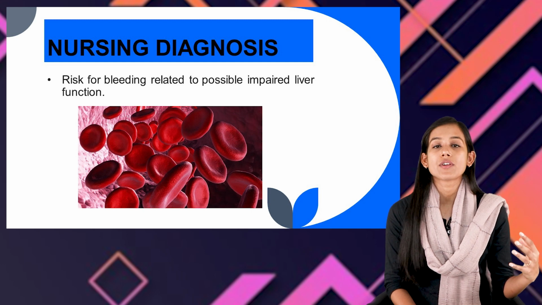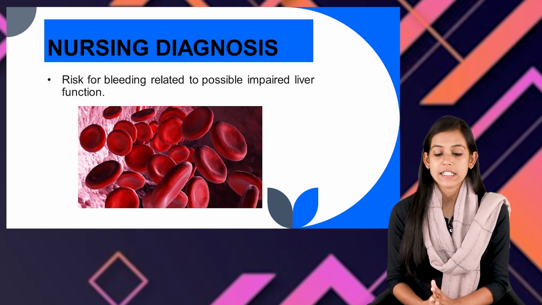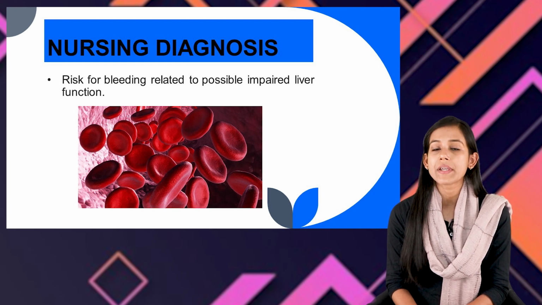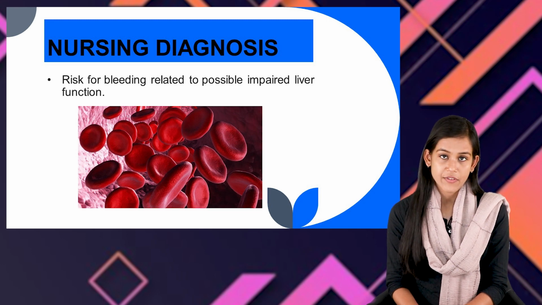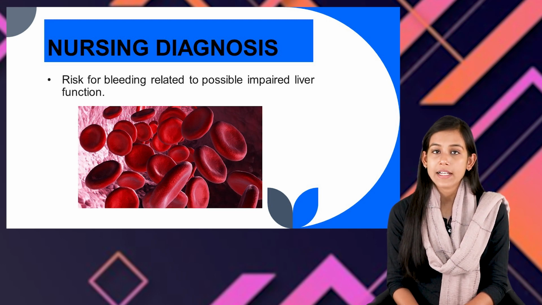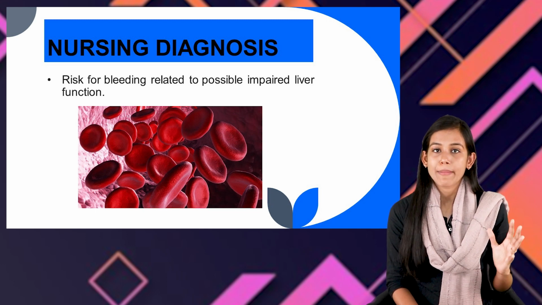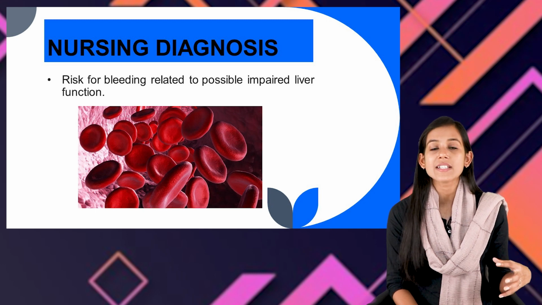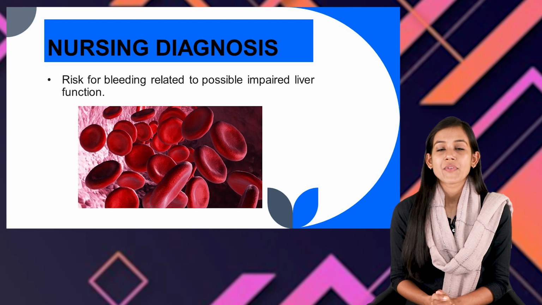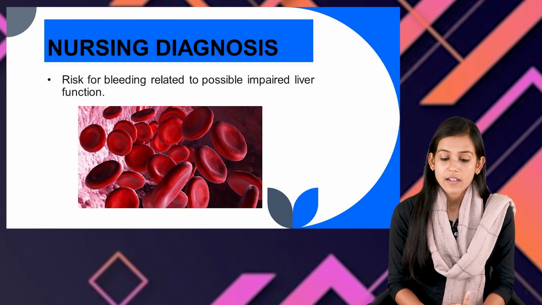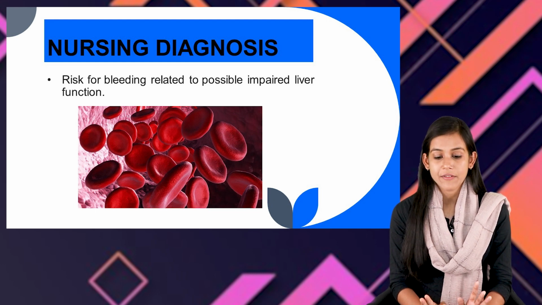Now next, moving on to the nursing diagnosis, right? So at this stage we have to formulate the nursing diagnosis. So definitely the first thing would be risk for bleeding related to possible impaired liver function, right? So we know that there would be thrombocytopenia, right? And there might be severe thrombocytopenia. So if there is thrombocytopenia, definitely the child will have risk for bleeding, right? So this is the first thing, that there would be risk for bleeding related to possible impaired liver function.